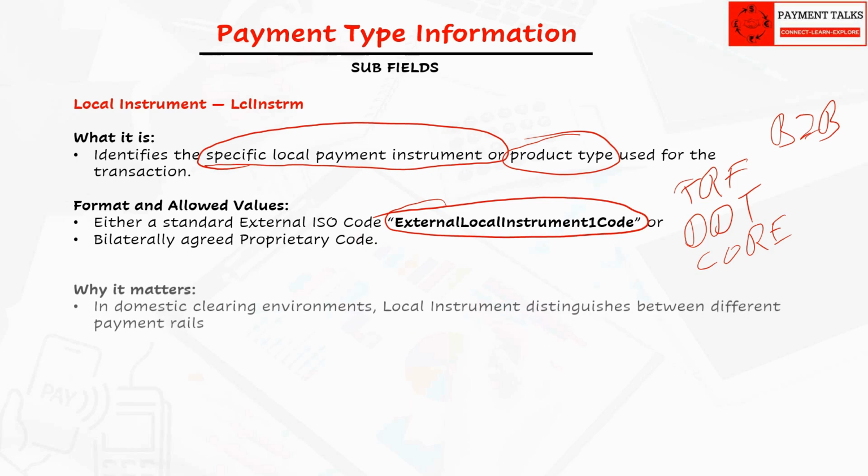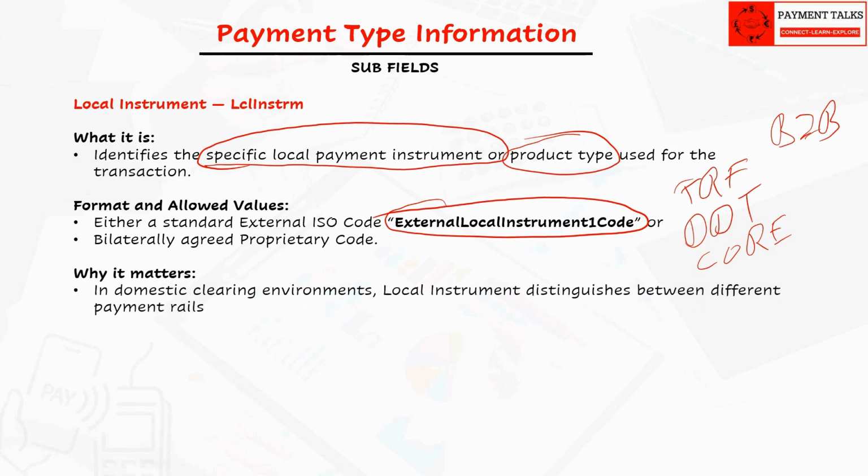Why does it matter? In domestic clearing environments, local instrument distinguishes between different payment tracks. For example, a standard credit transfer versus an instant payment versus a check-based instrument. Payment engines use this field to determine which processing pipeline the payment enters.